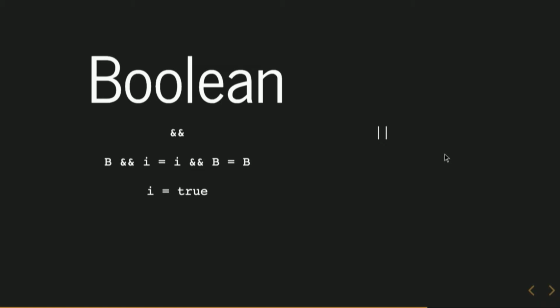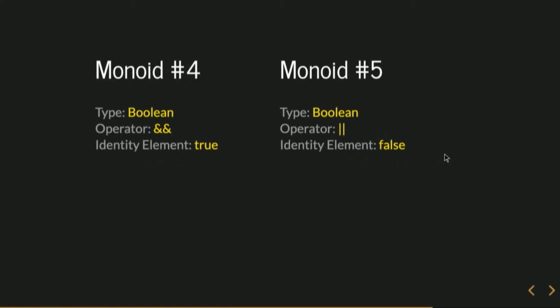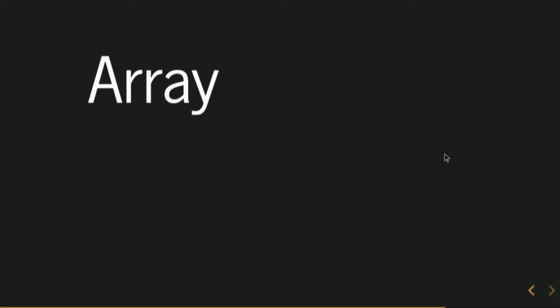I always have to bust out the table to do it. Yes, true. Doesn't matter what B is, as long as I is true, you get B back. It doesn't matter what side of the equation you put it on. How about OR? It is the opposite. That's right, false. Guys, we're up to monoids number 4 and 5: Boolean AND and Boolean OR. We're cruising through this.